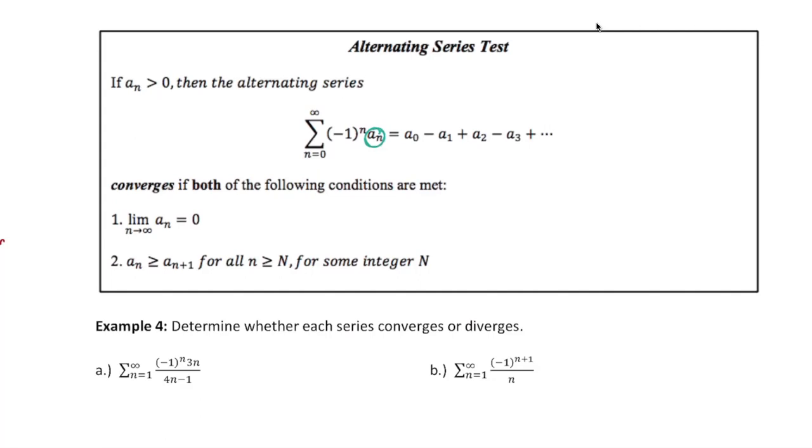Now, the two conditions are: 1, the limit as n approaches infinity of the a sub n term has to equal 0. What does that mean? This means that it passes the nth term test. Remember, the nth term test is for divergence. So if you get anything other than 0, the answer is it diverges. You're done. So it's definitely important to do that first. We have to make sure it doesn't diverge. Now, just because we get 0 does not guarantee that it's going to converge.